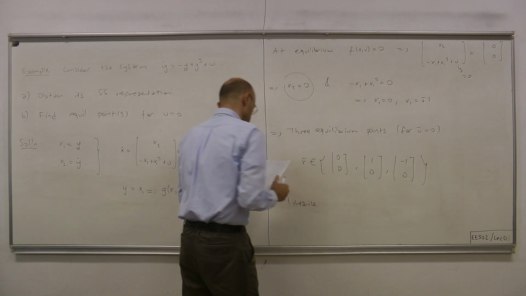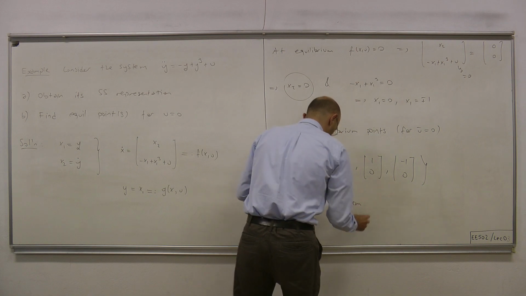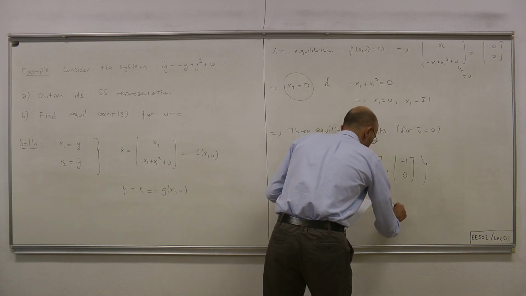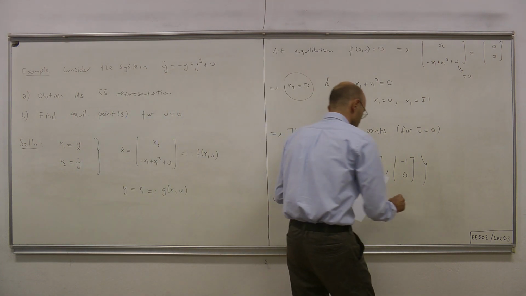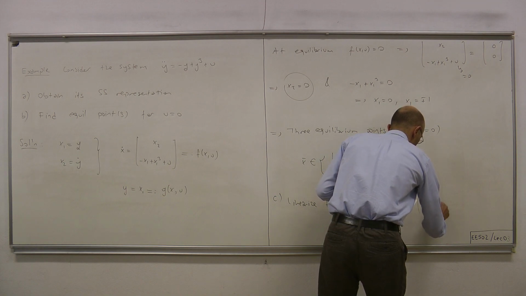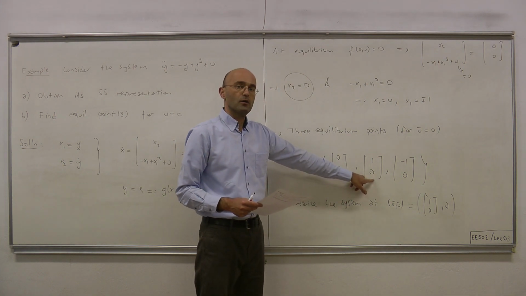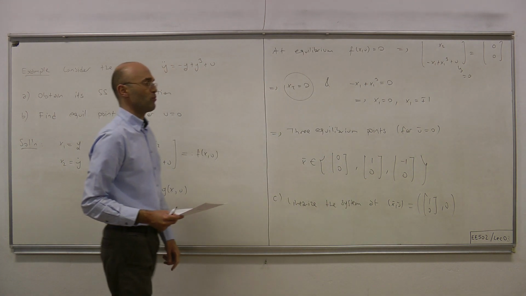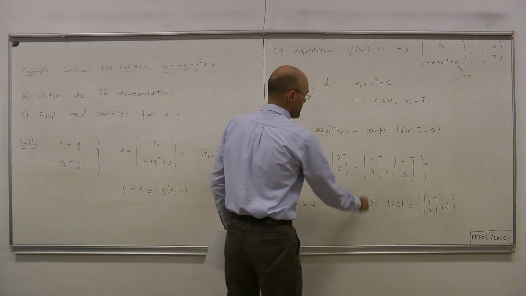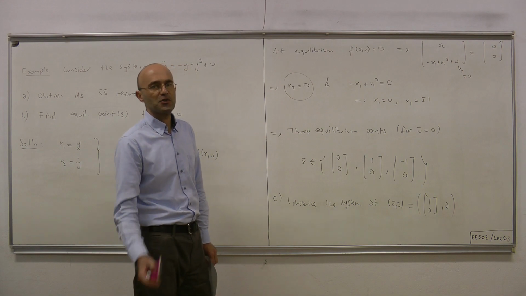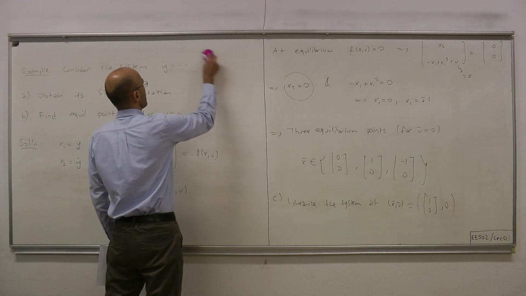So that's our part C. Linearize the system at the equilibrium point x bar, u bar equals 1, 0, and 0. Okay? So we're linearizing the system around that equilibrium point 1, 0. So that means at that point you obtain a linear system, and that linear system is an approximation of the nonlinear system. Okay?